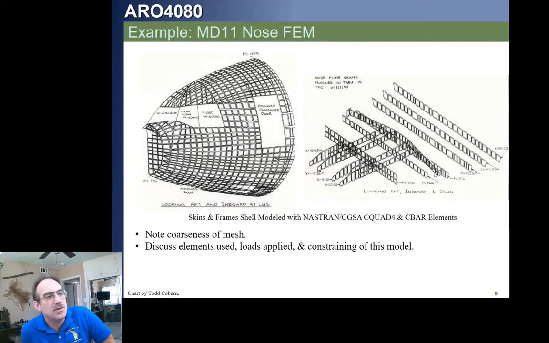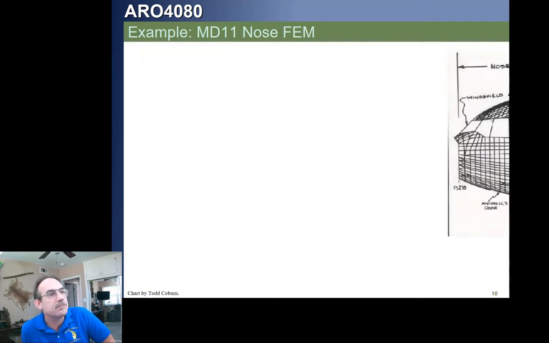Here's a couple more views. This is a rotated view of the model, and this is the floor that's in that part of the structure. The cockpit is, this is the cockpit area and the first couple floor beams at the passenger door.